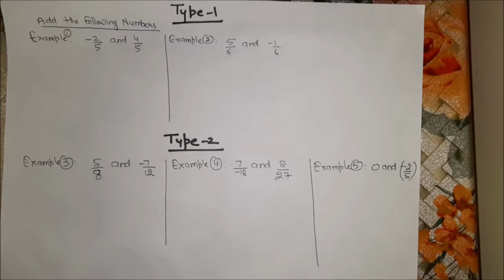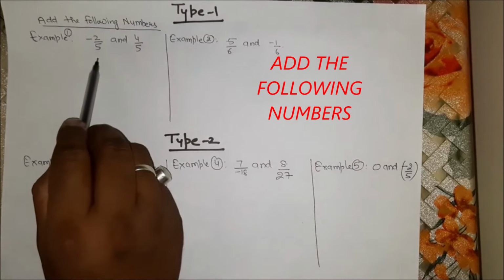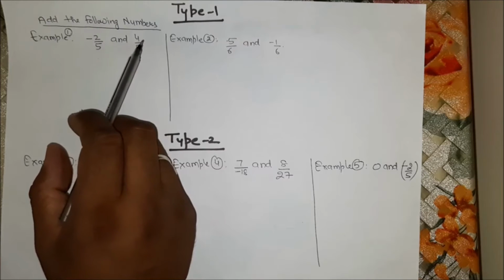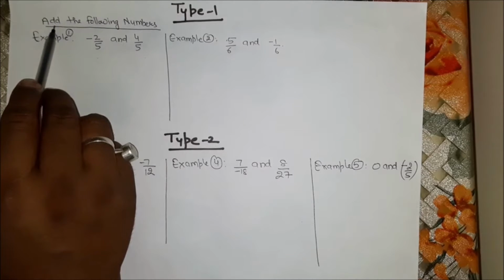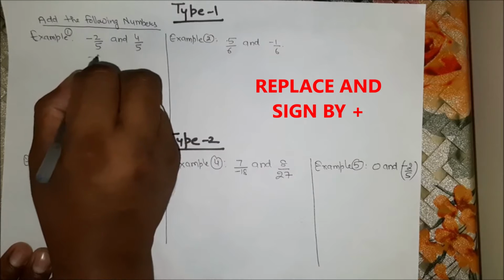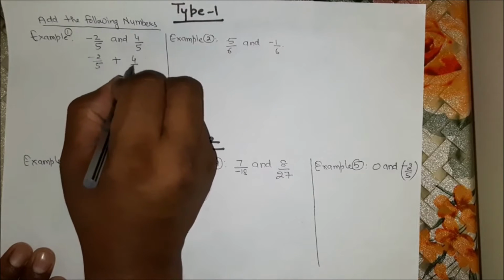Your question 1 is add the following numbers. Example number 1: minus 2 by 5 and 4 by 5. What we need to do? First of all, we have to add them. So you will write a plus sign in the place of "and", and you will write minus 2 by 5 plus 4 by 5.